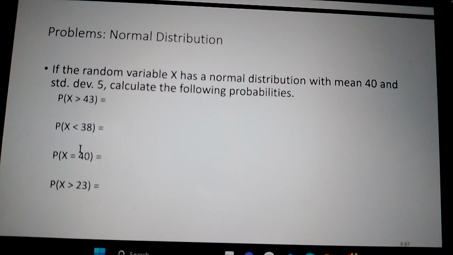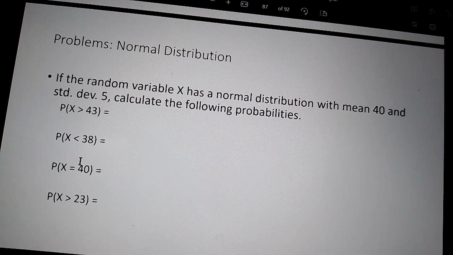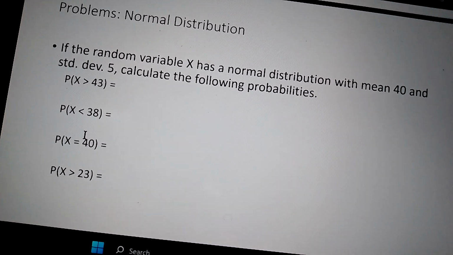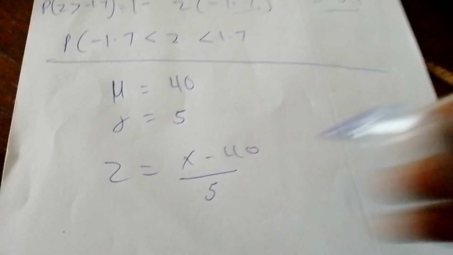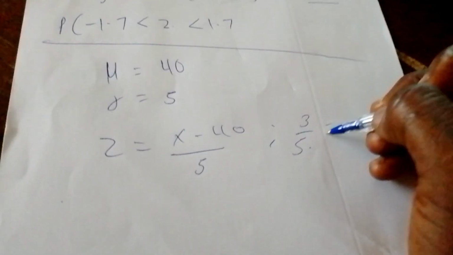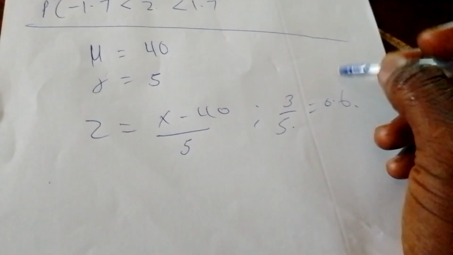So now let's take this other example here. It says that the mean is 40, and the standard deviation is 5. Basically this is all we need. So now let's start. We'll have to find our z-score. So our z-score will be x minus 40 on 5. The first value is 43, so that will be 3 on 5, which is 0.6.